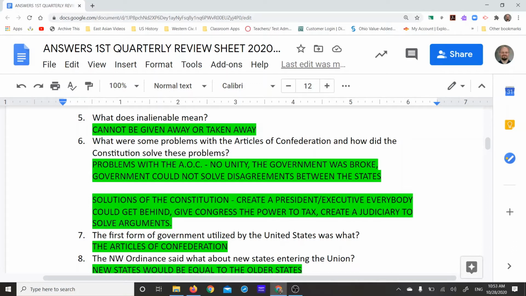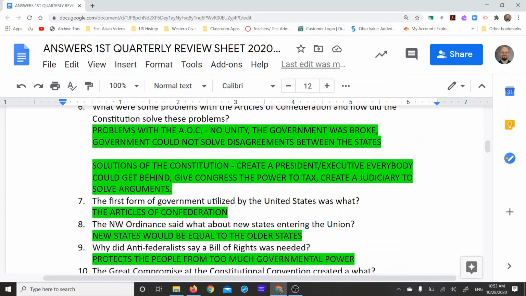The Northwest Ordinance said, what about new states entering the Union? New states would be equal to the older states. There would be no hierarchy of states, unlike the colonies of the British Empire, who were subservient to the crown.